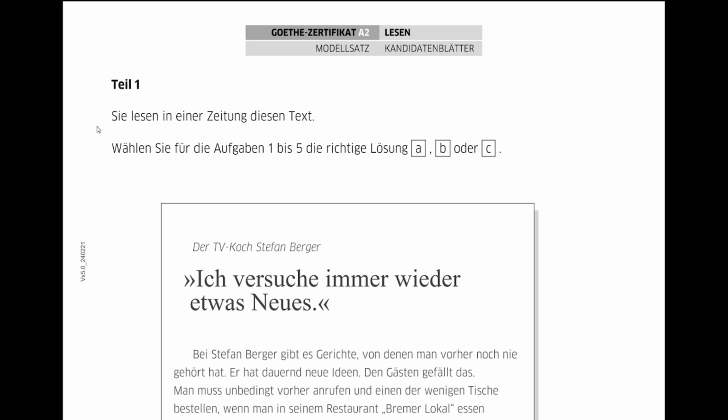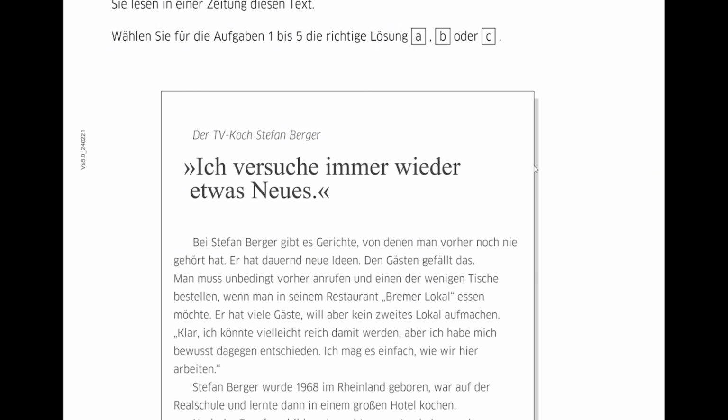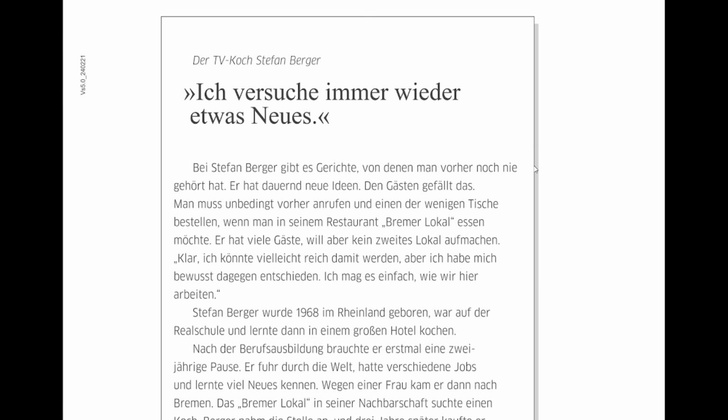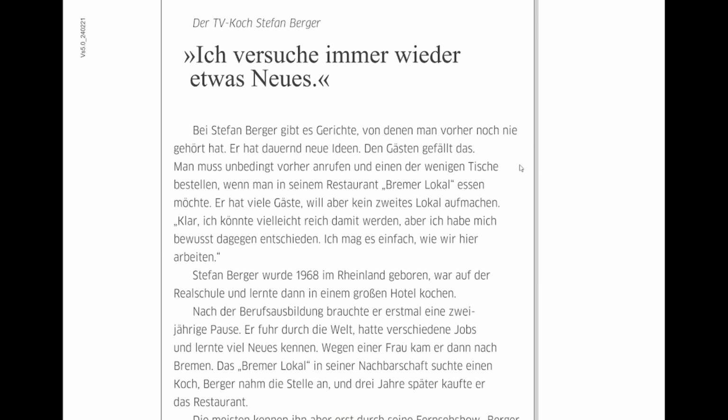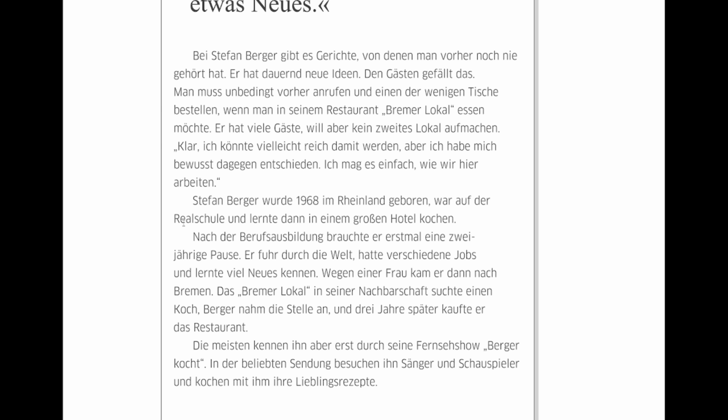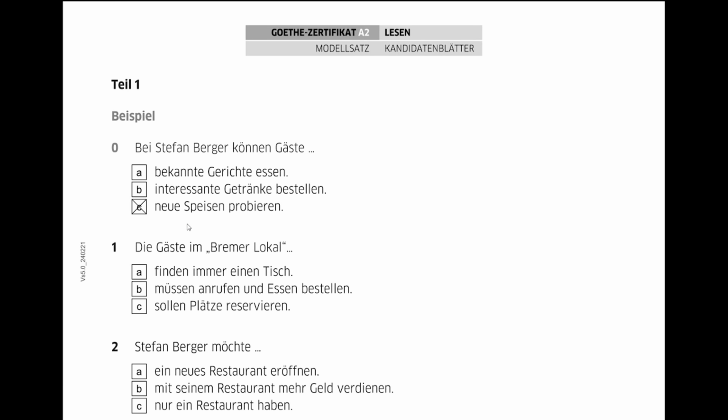So you see over here they have written Sie lesen in einer Zeitung diesen Text. You read in a newspaper this text. And then they have written Wählen Sie für die Aufgaben 1 bis 5 die richtige Lösung, A, B oder C? So for the questions 1 till 5, you have to select the correct option A, B or C. So this is the text. You see it is quite a long text over here. So you will have to read this text, and after that you will have these questions.